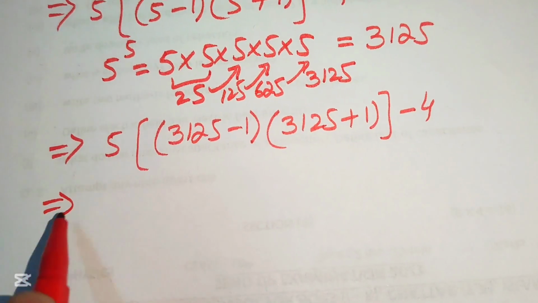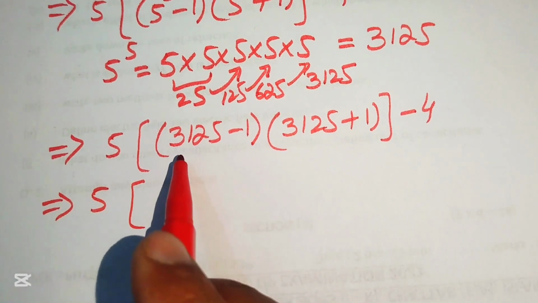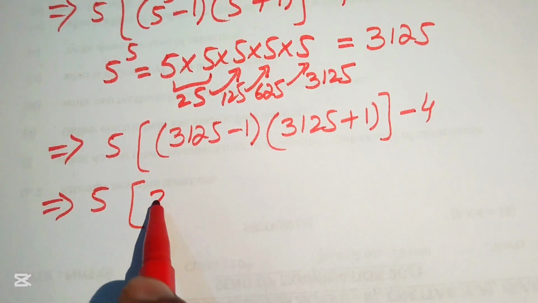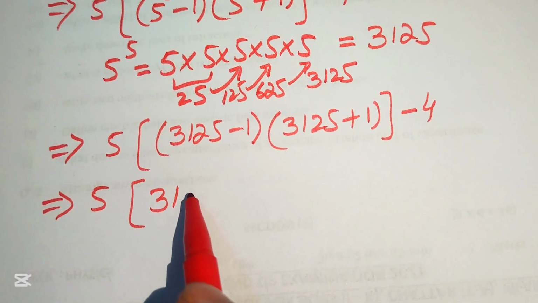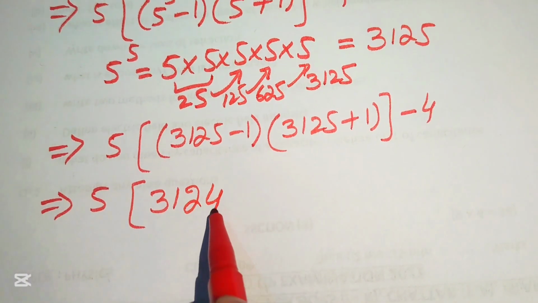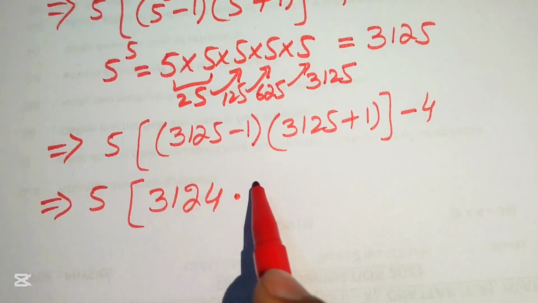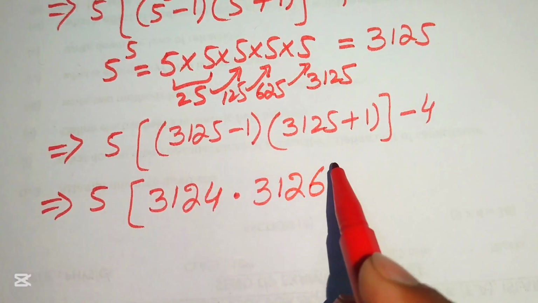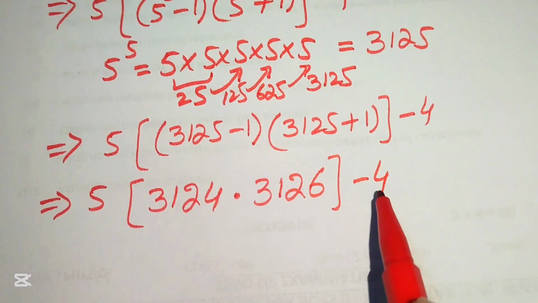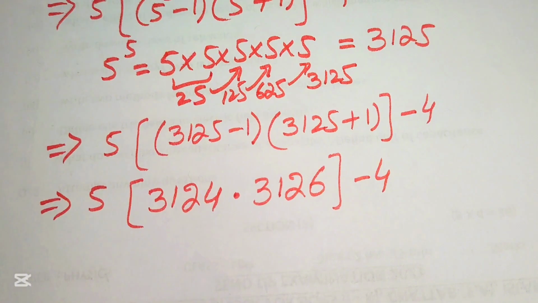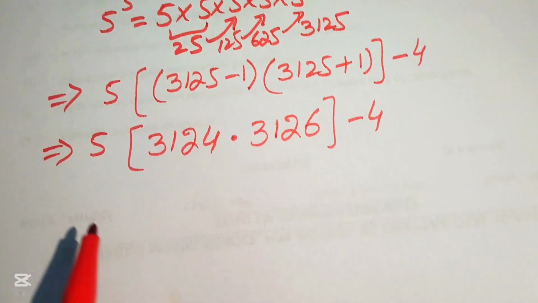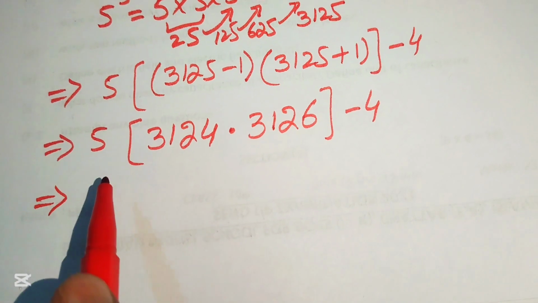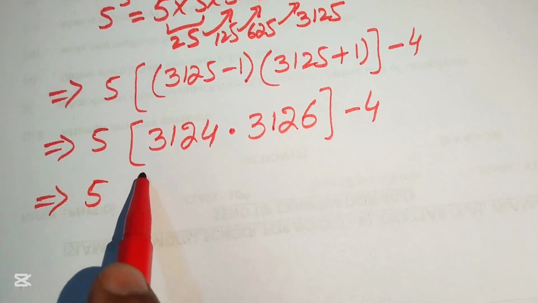And now we have the next terms. 5 times of this will be written as 5 times 3124 into this will become 3126, and it is subtracted by minus 4. Here we need more simplifications, and we again rewrite this expression as 5 times.